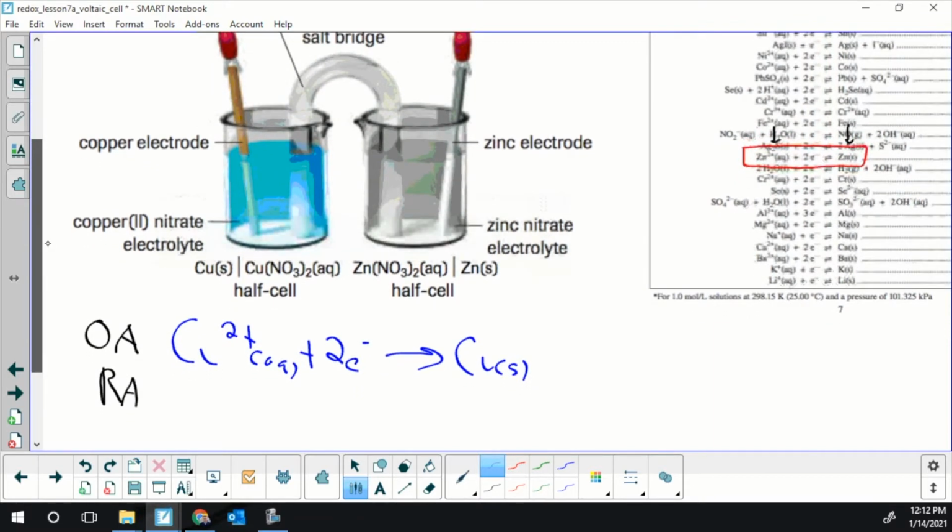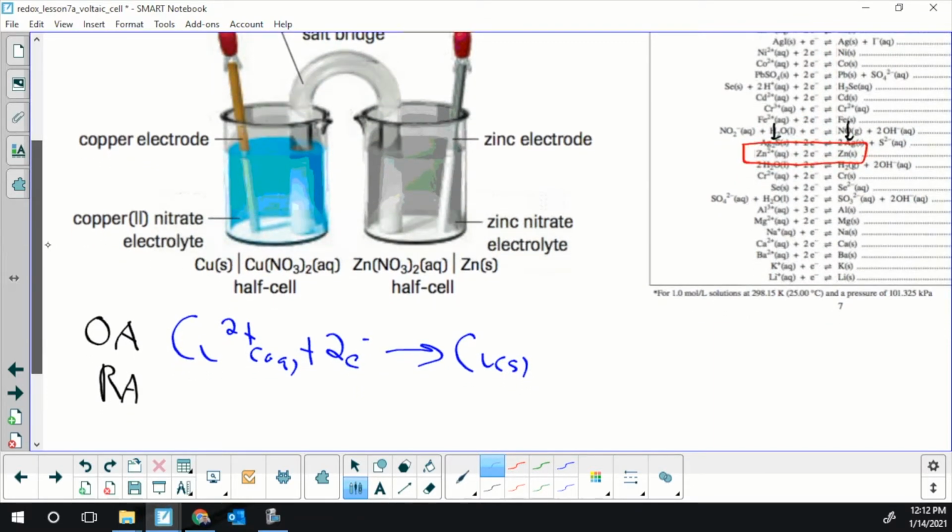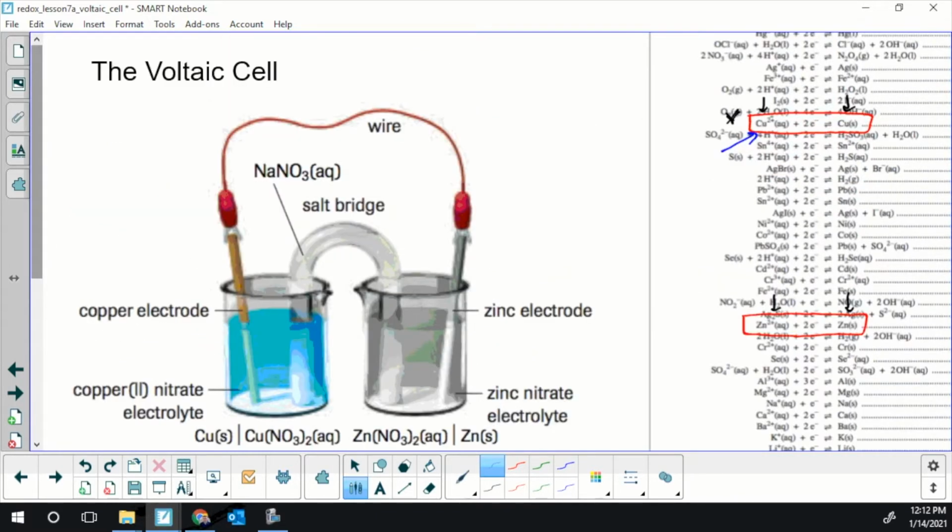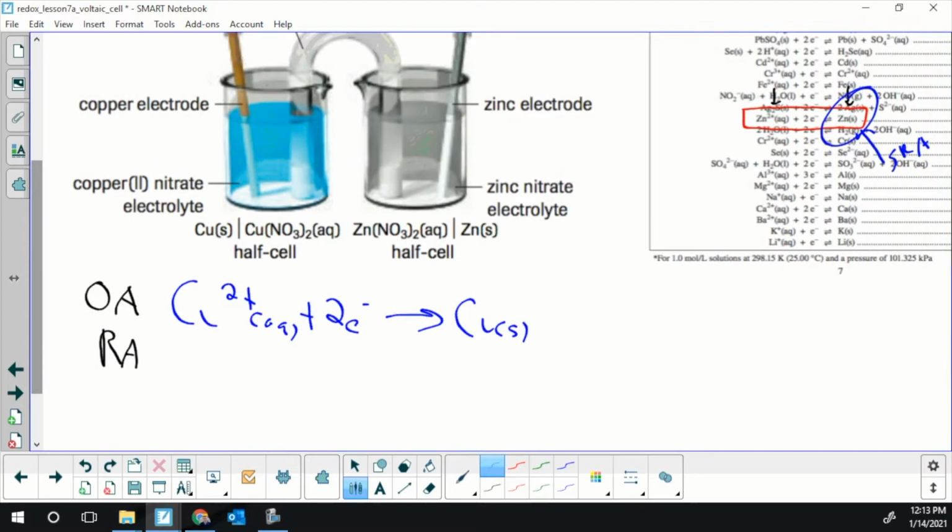Let's find the reducing agent. The reducing agent is always from the half reaction that's lower down, okay? Because the strongest RA is lower down in the second column. So there's our strongest reducing agent. There's our strongest oxidizing agent. Voltaic cells always have both sides of half reactions, and they'll always have an OA above an RA. They're always spontaneous. You never have a voltaic cell that doesn't run. So there's our strongest RA. That's the zinc metal. I have to write the reducing agent half reaction in the reverse of your table.